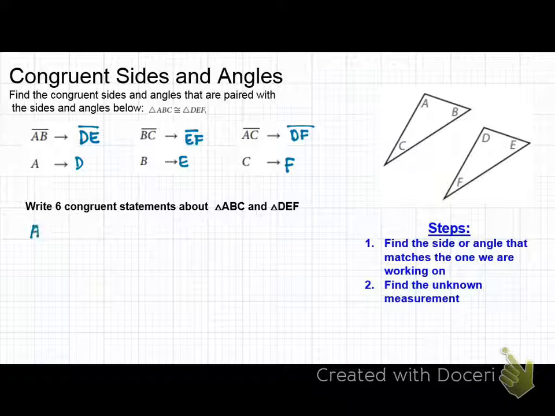So I can make an assumption that line segment AB is congruent to line segment DE. This is my first congruent statement, okay? The second congruent statement is angle A is congruent to angle D. Okay? That's the second congruent statement.